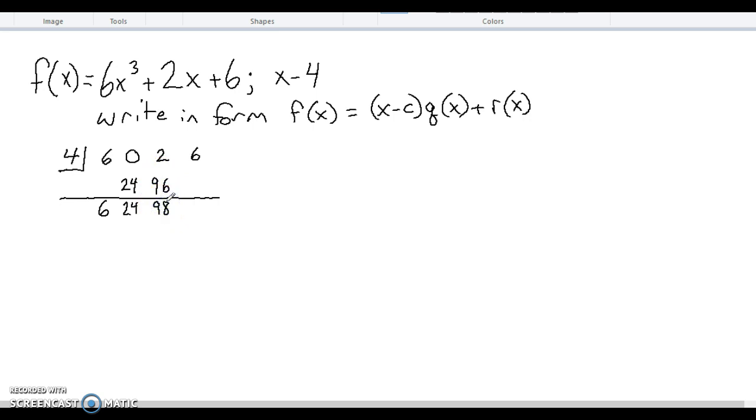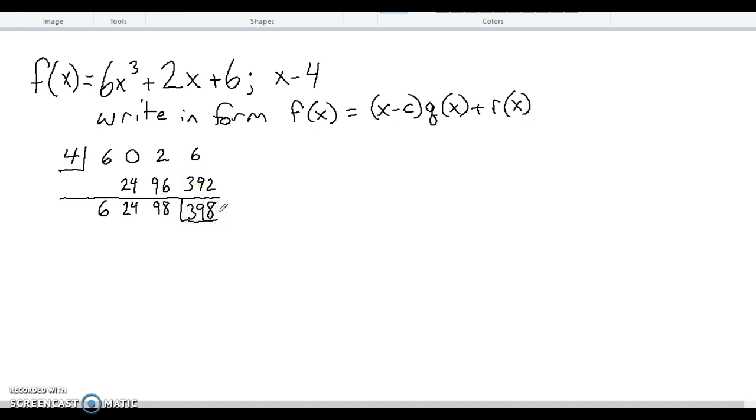So we've been keeping up this same pattern. I take 4 times the number down here, write it here, and then I add down. 4 times that number, write it here, and add down. So I'm going to need to take 4 times 98. And when we do that, I am going to use my calculator for it. 4 times 98, we get 392. Add down, we get 398. And now this last one is our remainder.